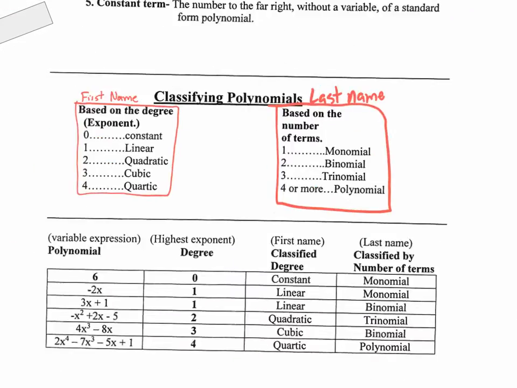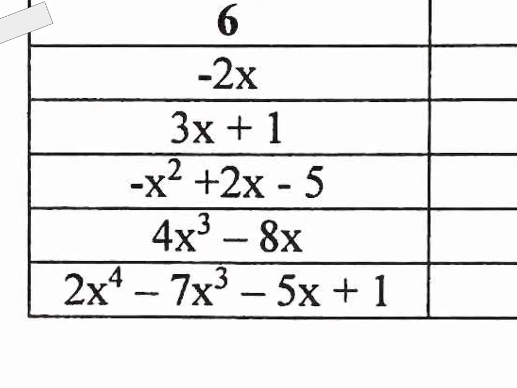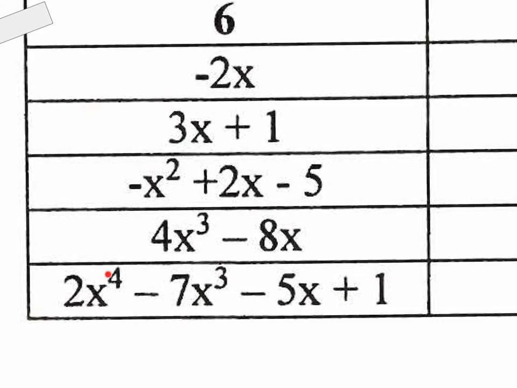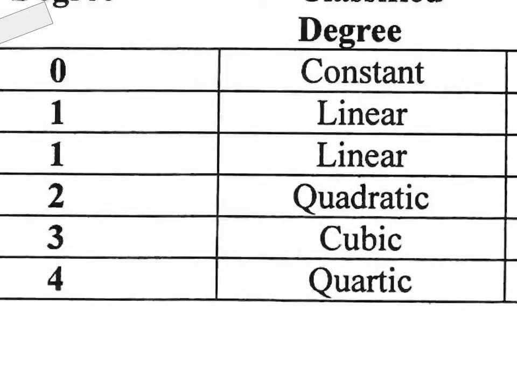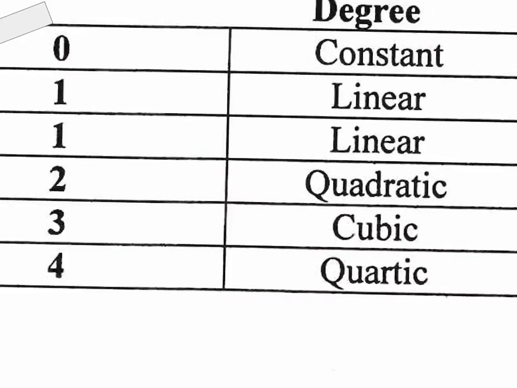And down here we have several examples, right? What's the first name of this guy? Quartic. How many terms do we have? Polynomial. So this guy right here is a quartic polynomial. And that it's given to you over here. Quartic polynomial, first and last name. Okay.